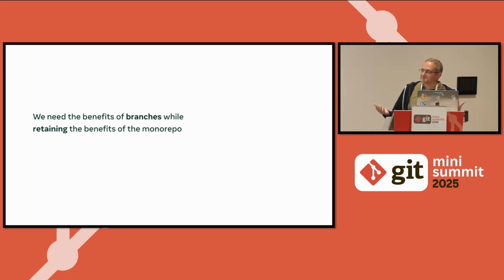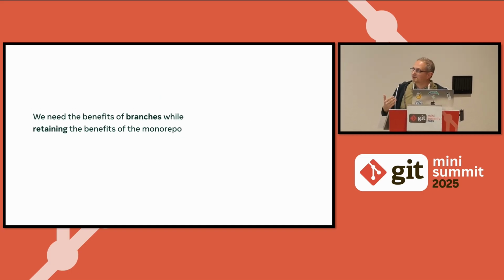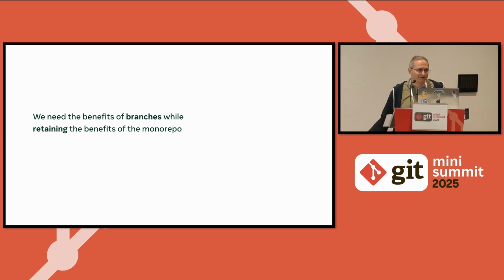So basically, to summarize, what we want to do is have the benefits of branches while retaining all the benefits of a monorepo. We want to have our cake and eat it. Having the benefits of branches while retaining the benefits of the monorepo.